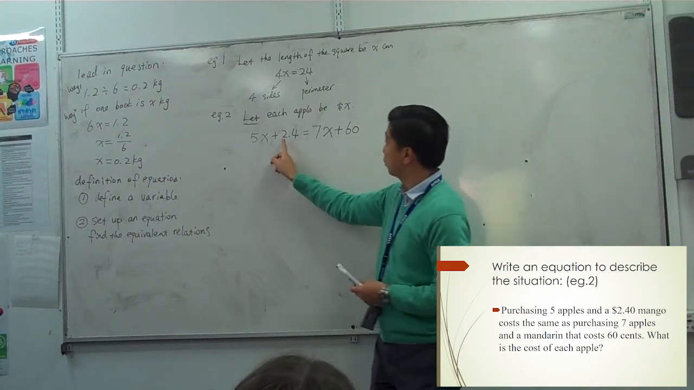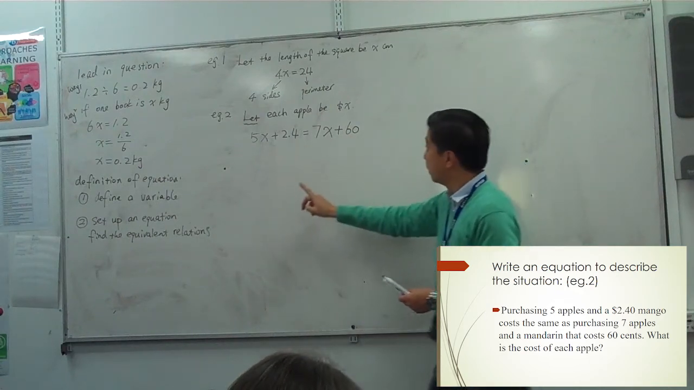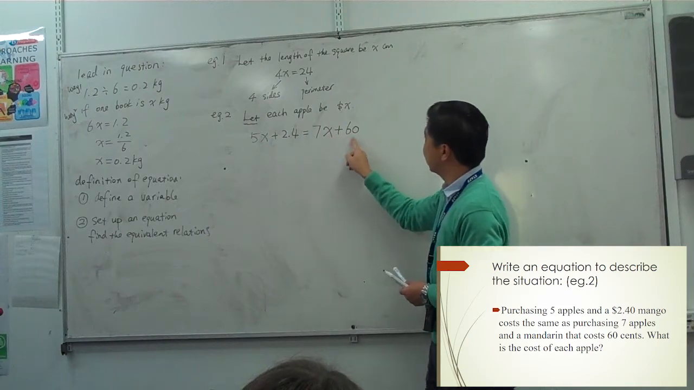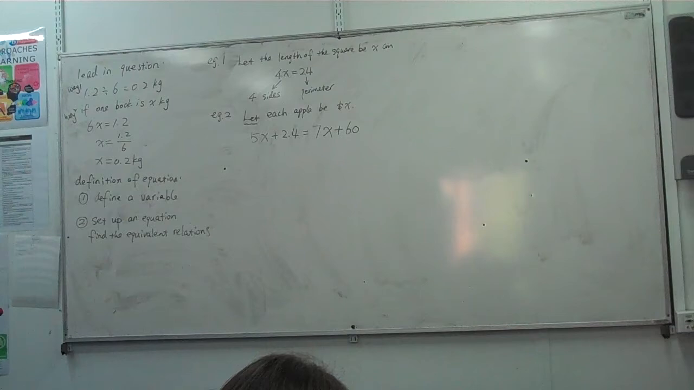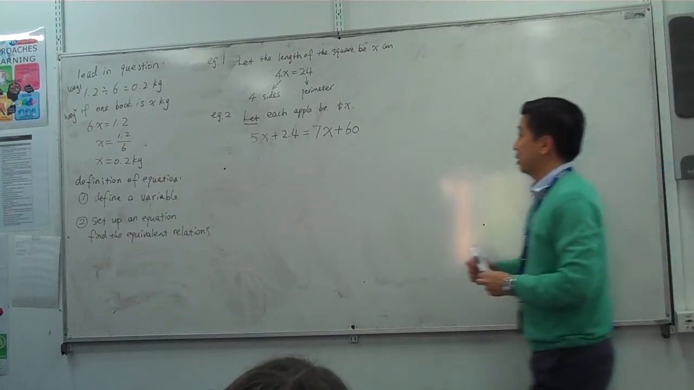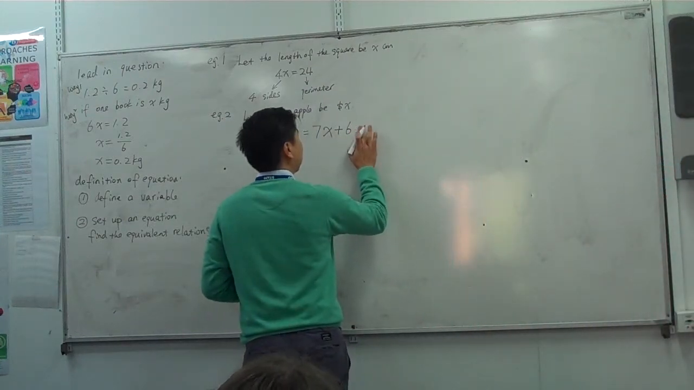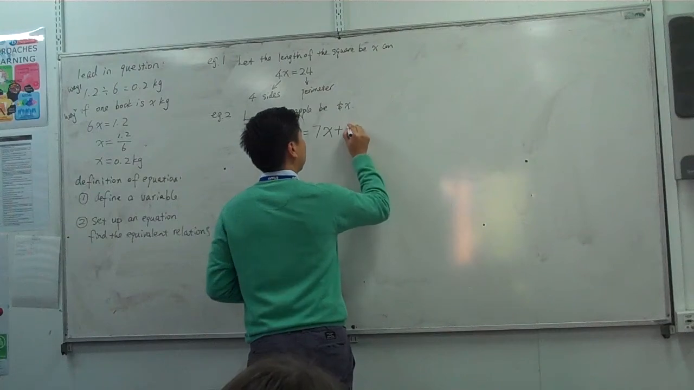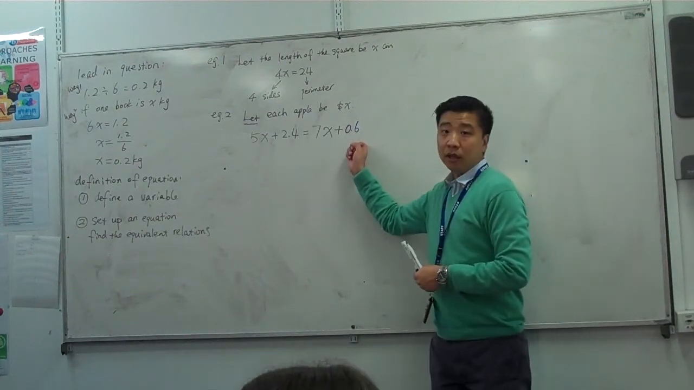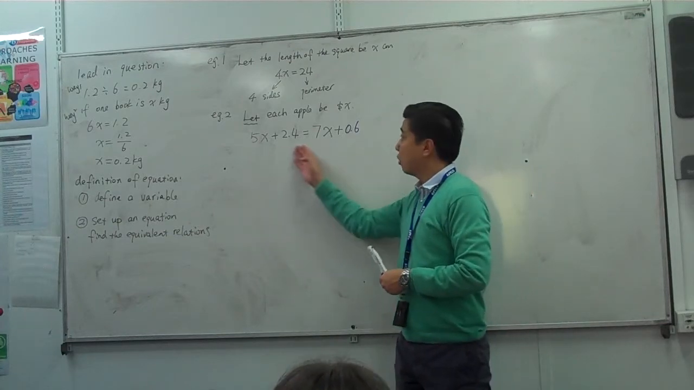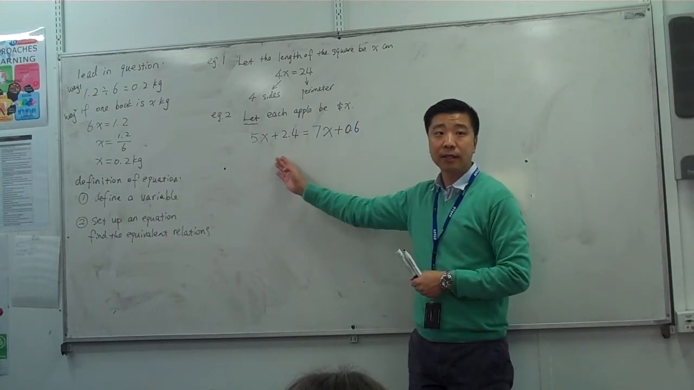Very good. So we use $2.4 for the mango, and then they are all dollars. So 60 is not dollars. You need to pay more attention here. So that's 60 cents, 0.6. Good. So here we need to write 0.6. That is very important. Good. Now for this equation, do you have any questions?